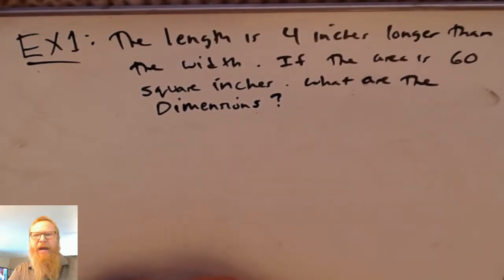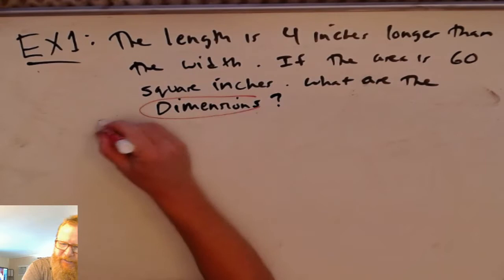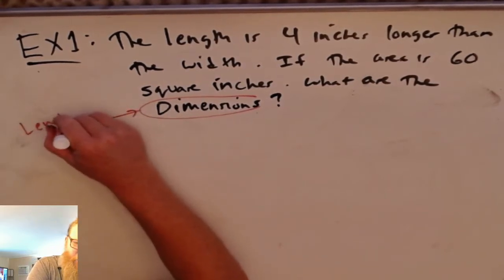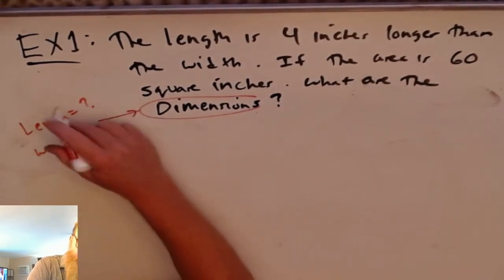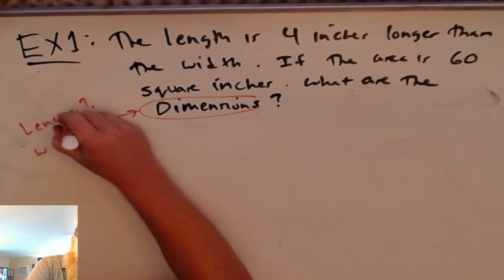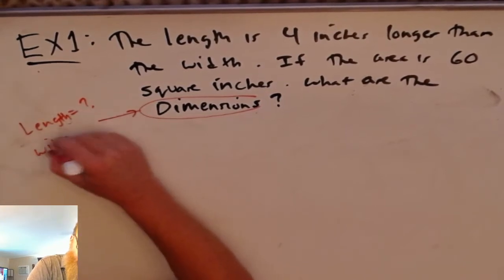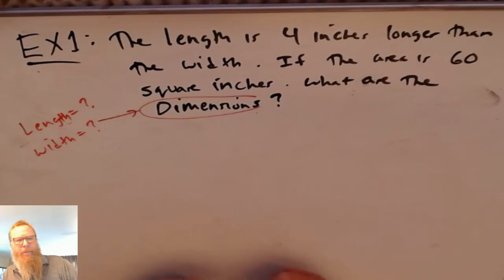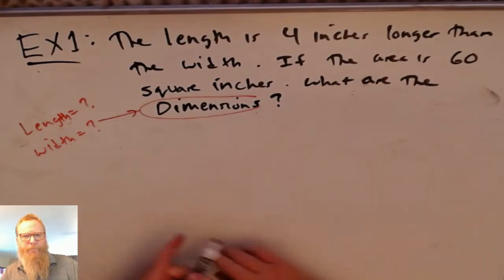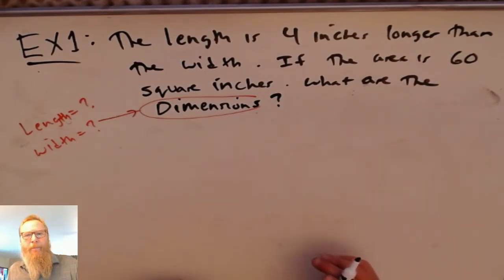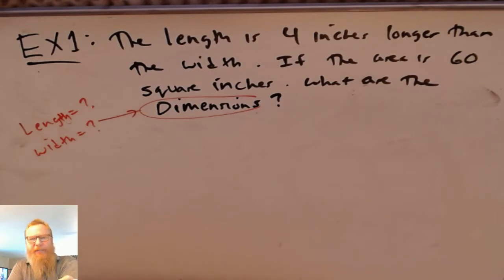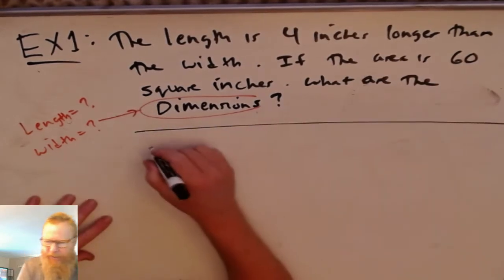So just a quick vocabulary reference. Dimensions is asking for the length and the width. All right. Okay, so maybe I'll kind of go through the word problem technique really quick.